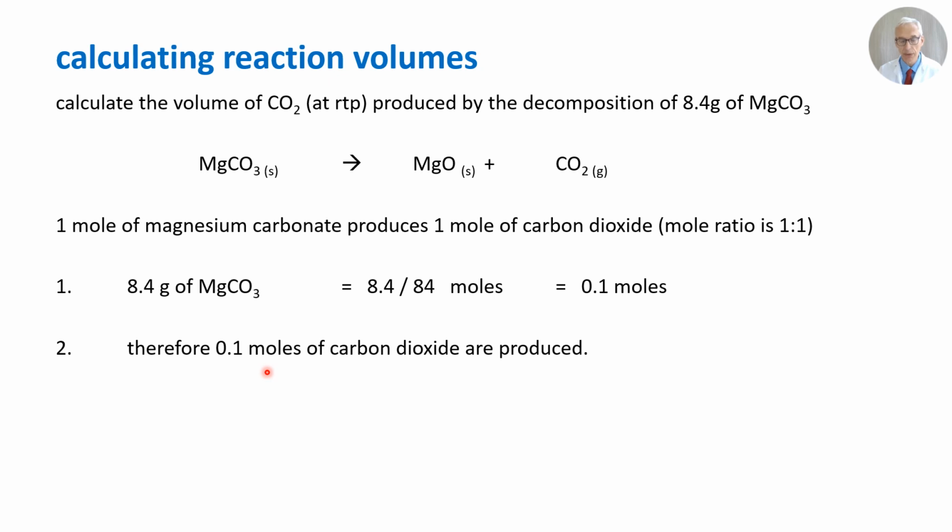And then step 3, convert that numbers of moles into a gas volume by multiplying by the molar gas volume. I'm using decimeters cubed. So 0.1 times 24 comes to 2.4 decimeters cubed. So we can predict that 8.4 grams of magnesium carbonate produces 2.4 decimeters cubed of carbon dioxide.